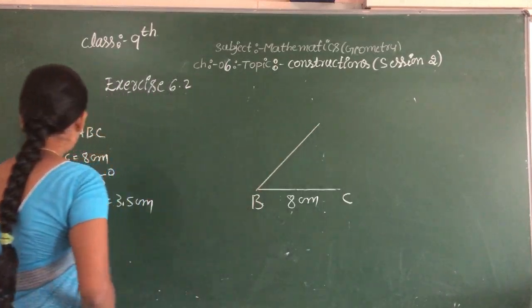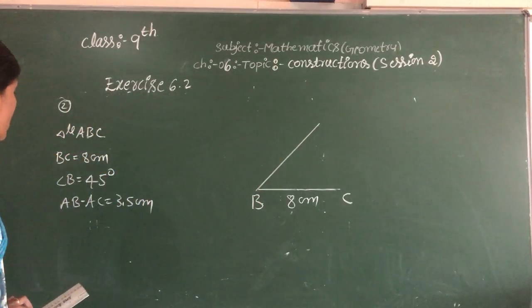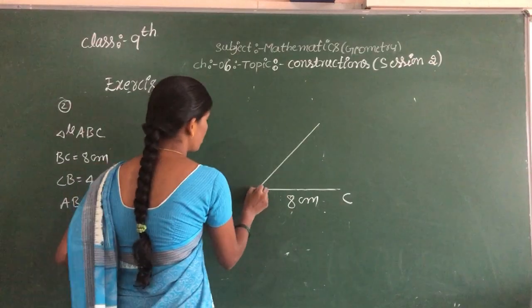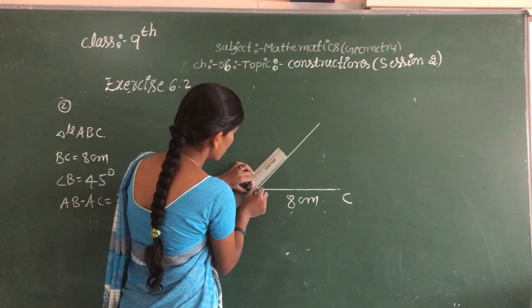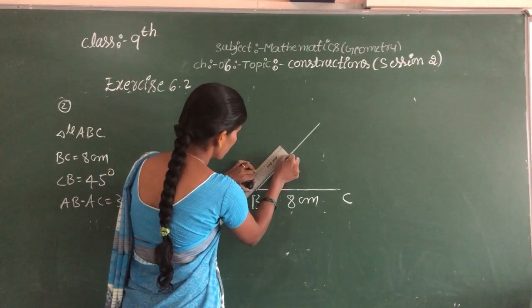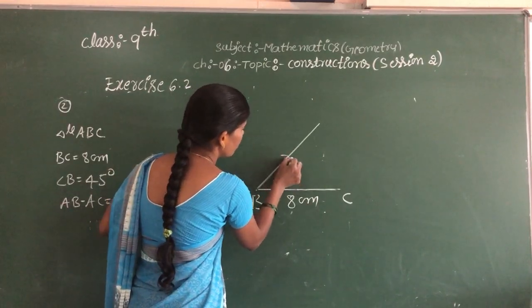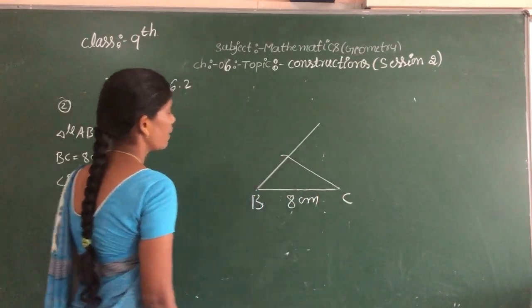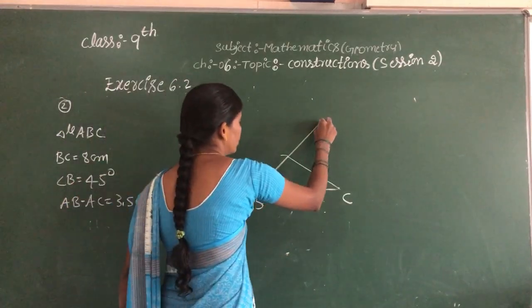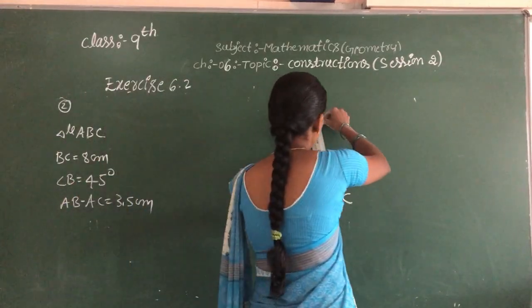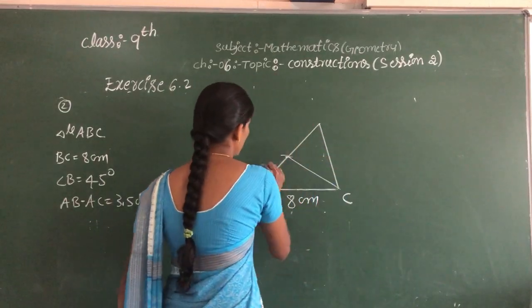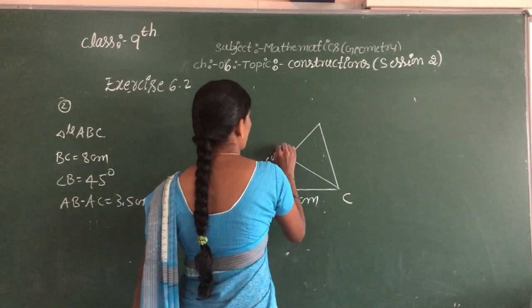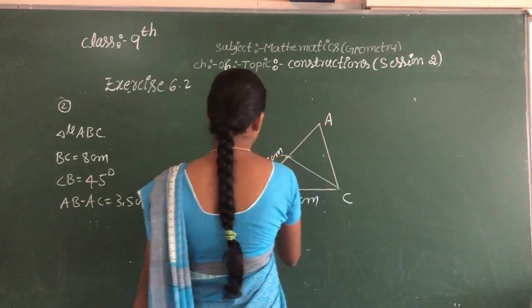Okay, so AB minus AC is equal to 3 centimeter. You should put 3 centimeter. Where is that 3 centimeter? You should join. Okay, children, this is 3.5 centimeter. This is A, B, C.